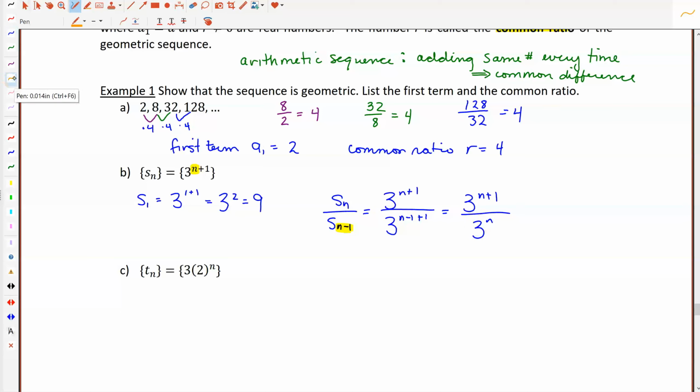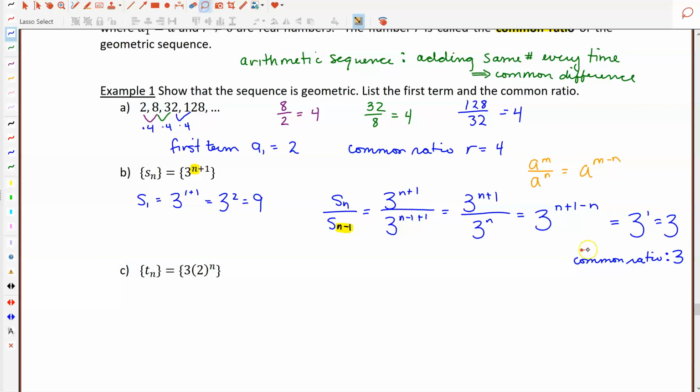Now here's where we're going to use our exponent rules. Remember, if you have a to the m over a to the n, so a fraction where you have the same base, we can subtract the exponents. Here I have the same base, which is 3, so I'm able to subtract the exponents: n plus 1 minus n. We see that those n's cancel, so you just get 3 to the first power, which is the same thing as saying 3. So with my common ratio, what I'm multiplying by every time is 3.